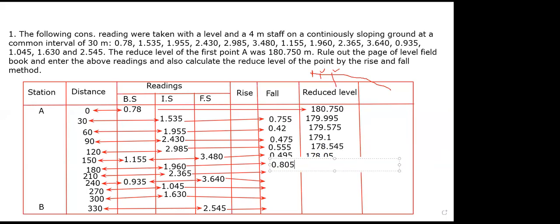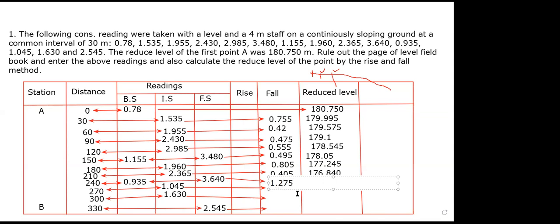0.805. Okay, for the 0.805, the reduced level value is 177.245. Very good. Next, what is the fall value for 210? 0.405, and the reduced level value 176.840. Okay.